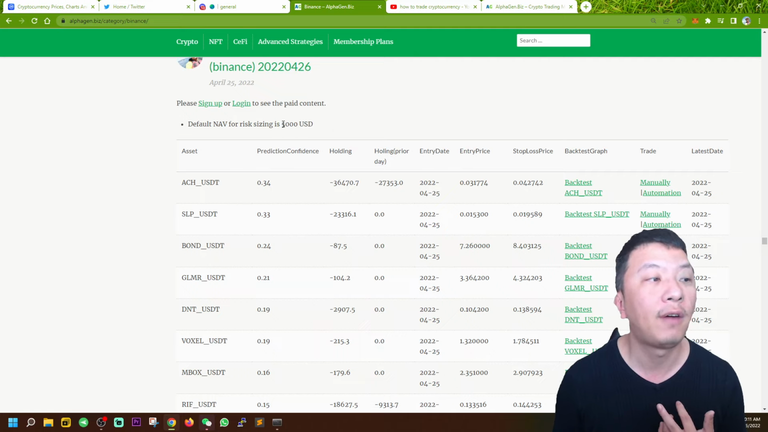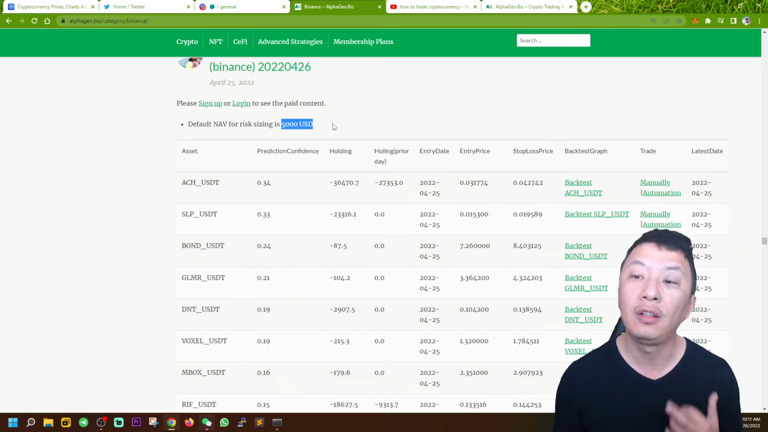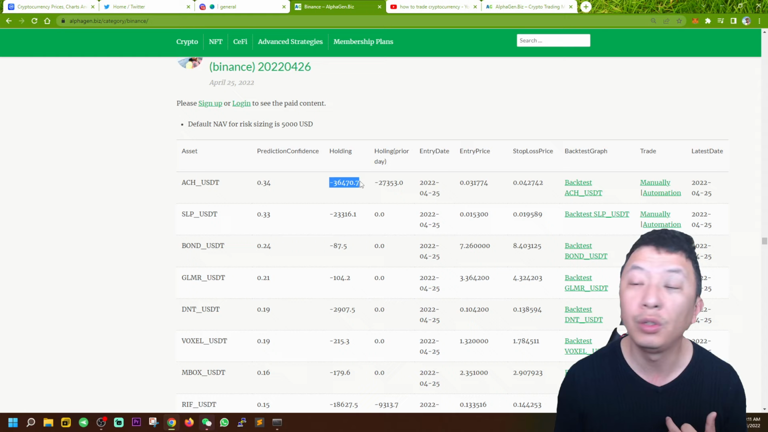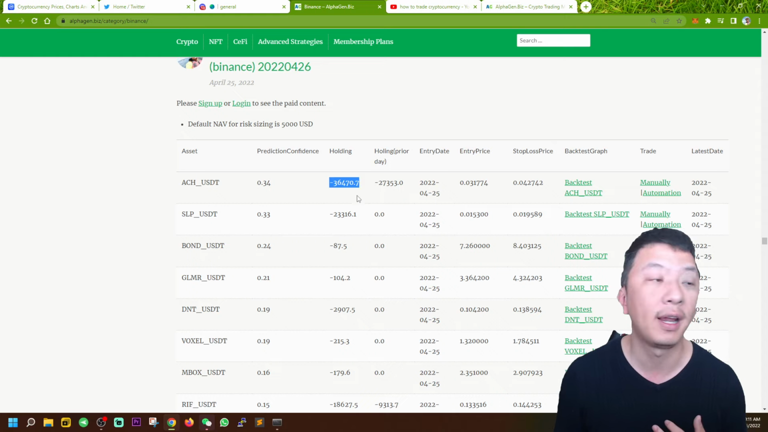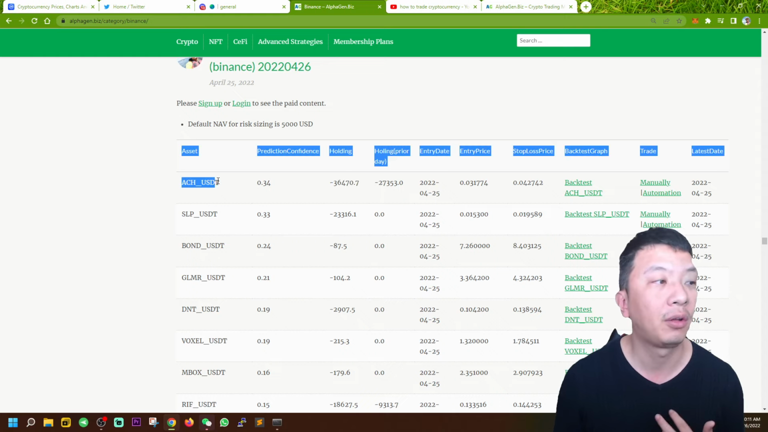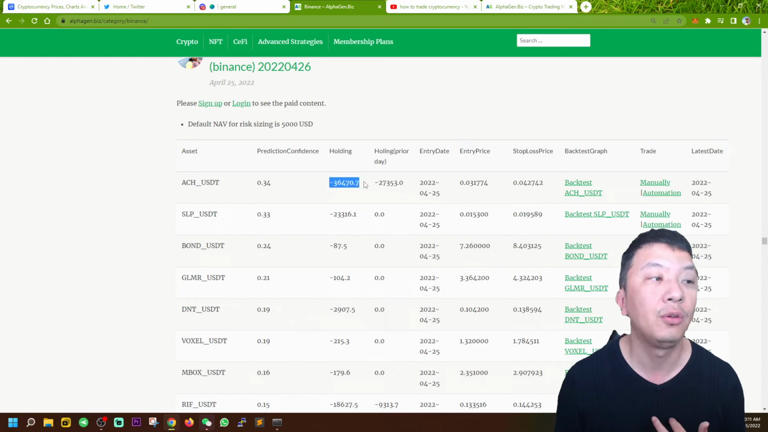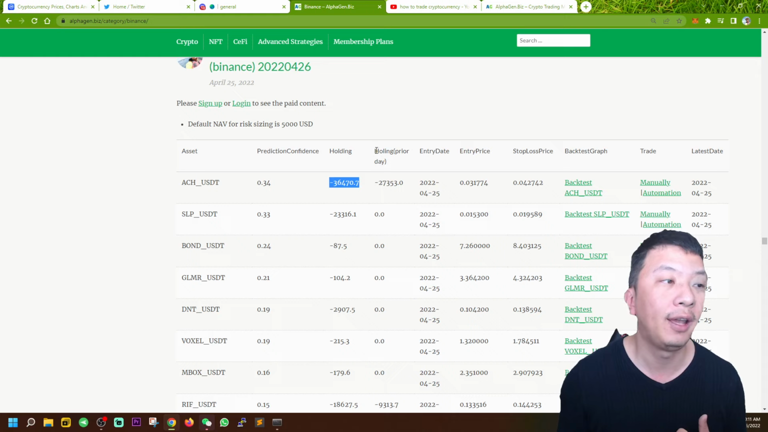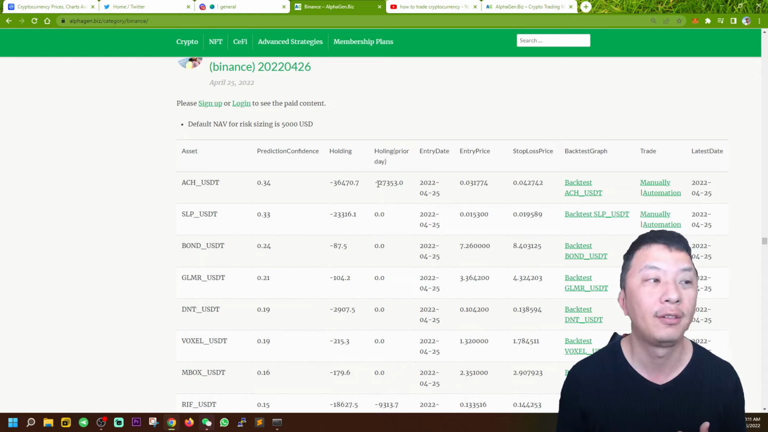Say you have $5,000 USD to trade on one of the markets. What is the right holding? What's the right size that you should hold? In this case, for this particular crypto asset, it tells you this is the right size you should hold. And the holding prior day is, obviously, the prior day's holding.